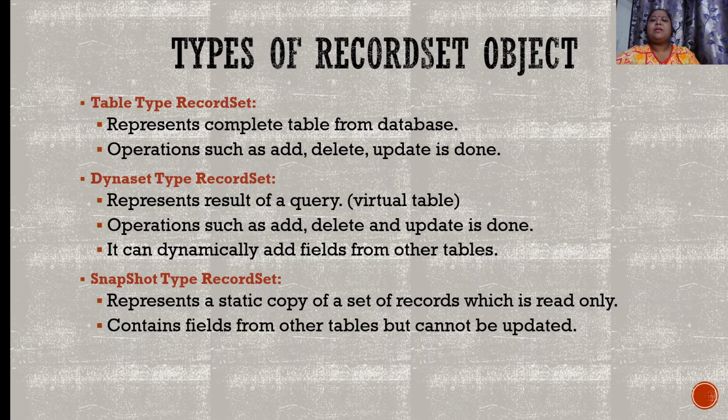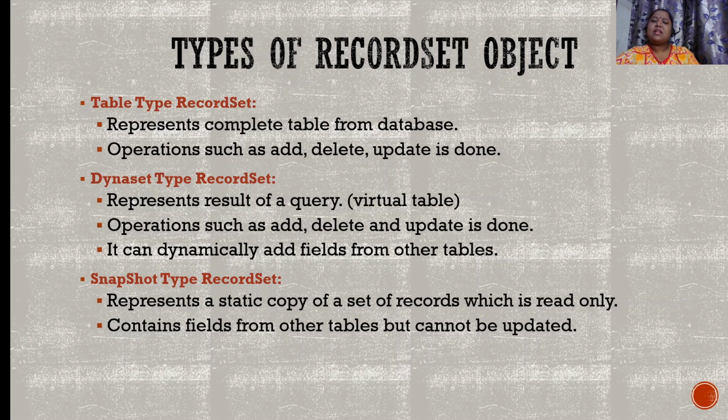So let me again summarize what we have seen now. There are three types of record set objects. The first one is table type record set, the second one is dynaset type record set, and the third one we saw is snapshot. Table type is going to exactly represent the same table. You will be given the same table, and you can do manipulations with it. Next, you are not going to be given the same table because the data may get lost, so a virtual copy of the table will be given to you, and you can do your manipulations with that virtual copy.